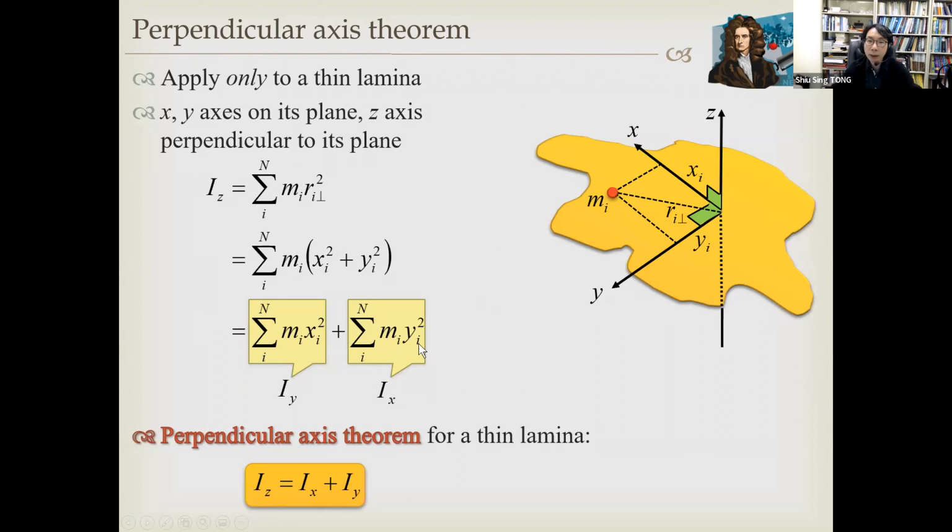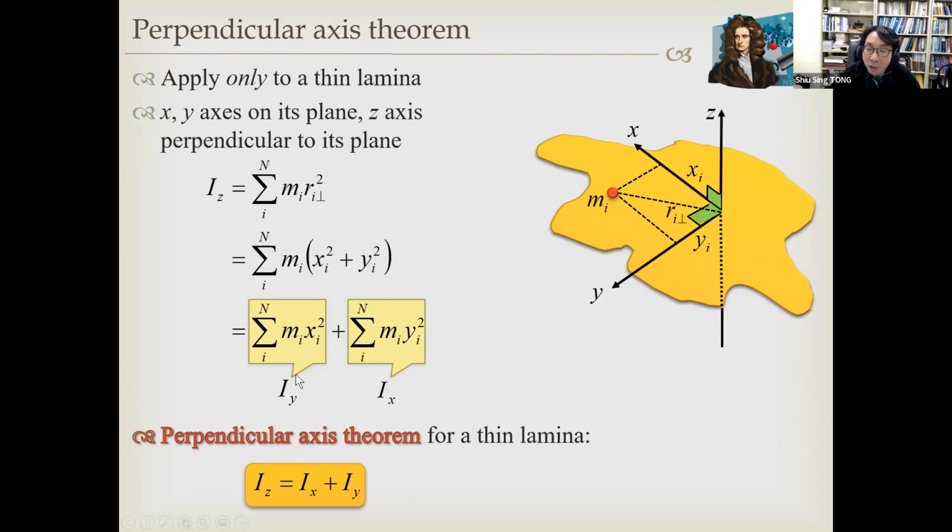Now let's be careful. What is xi? Xi is actually the perpendicular distance of this point from the y-axis, because this length is xi, the x-coordinate of the object. But the x-coordinate of the object is the distance from the y-axis. So if I form a summation of all the mi xi squared, it becomes Iy, because this xi is now the perpendicular distance from the y-axis.